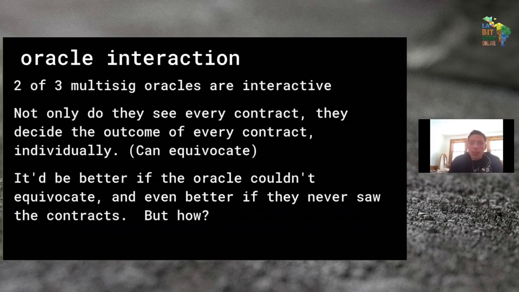So 2 of 3 multisig oracles, and in fact, many of the oracles we see in DeFi stuff, they're interactive, right? They see every contract because they're on the blockchain. And not only do they see them, they decide the outcome of every contract individually, right? So in Ethereum, you end up calling these oracles, and it returns a value. They can equivocate. The oracle can change what they're saying. So really it'd be better if the oracle couldn't equivocate and they had to commit to a single value. And even better if the oracle never even saw which contracts they were using.